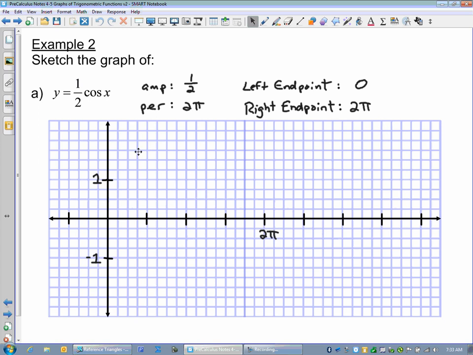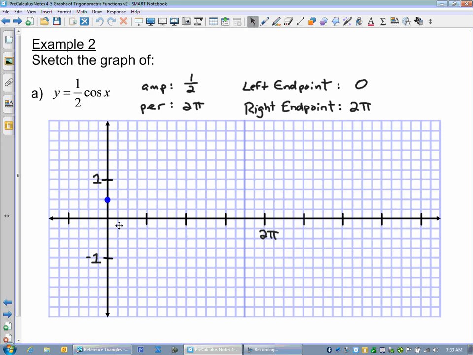So for our 5 key points, you want to recognize we do have a cosine graph here, so we're going to start at the maximum, and the maximum is going to be 1/2 because of the amplitude. So at the left endpoint, which is 0, our y value is going to be that amplitude. So this point is our first point on the graph.